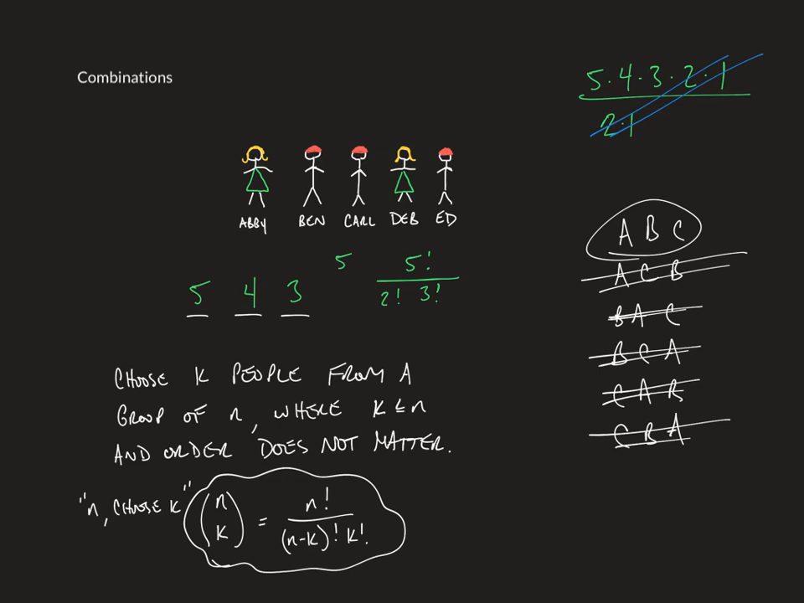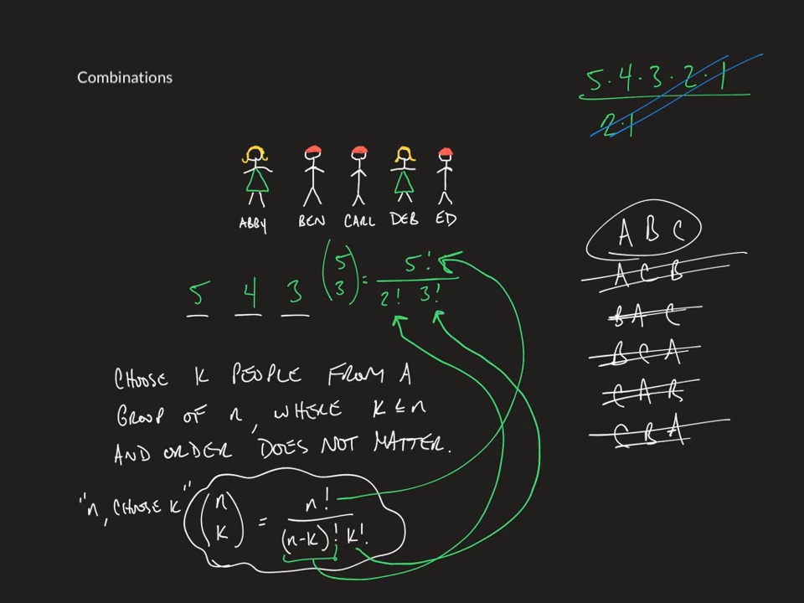This is 5 people, choose 3 of them, order does not matter. So there's my 5, that's the 5 people, the n choose k, or n minus k factorial is 2, because 5 minus 3 is 2 factorial. And k factorial is the 3 that I was choosing, and so this gives me my final result.